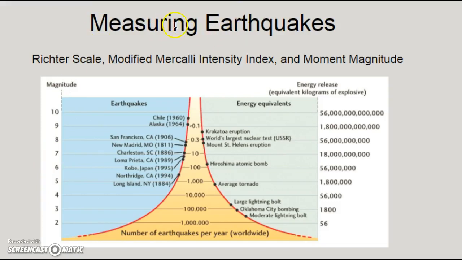This lecture is going to be involving measuring earthquakes. We're going to look at the Richter scale, the modified Mercalli intensity index, and the moment magnitude scales. And you're going to notice that we're going to start recognizing the amount of energy that's released in different sizes or different magnitudes of earthquakes.